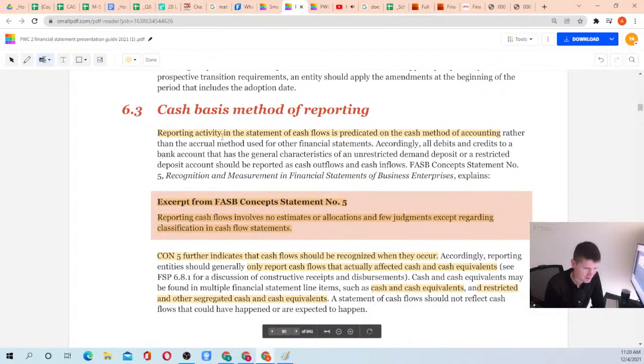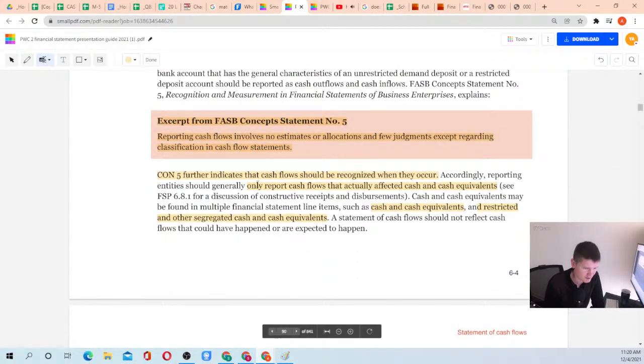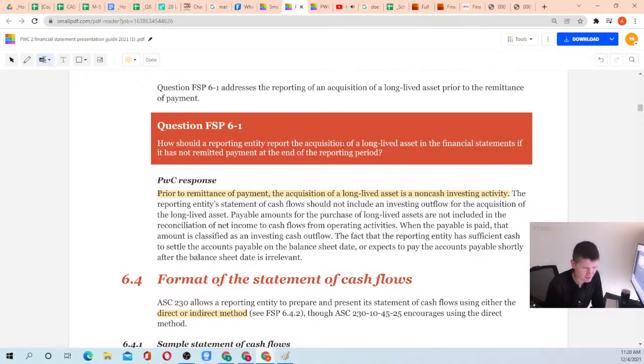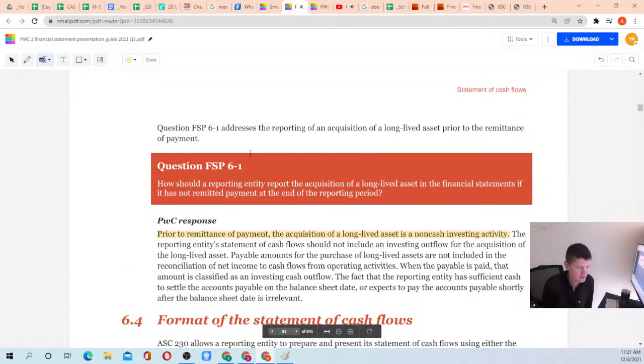Okay, broadcaster, cash basis of reporting. How should a reporting entity report the acquisition of long-lived assets if it has not remitted payment at the end of the reporting period? So let's imagine a situation. That's an example for the cash basis. We acquired a property, but we haven't paid for it yet. So no cash changes hands, no cash movements.